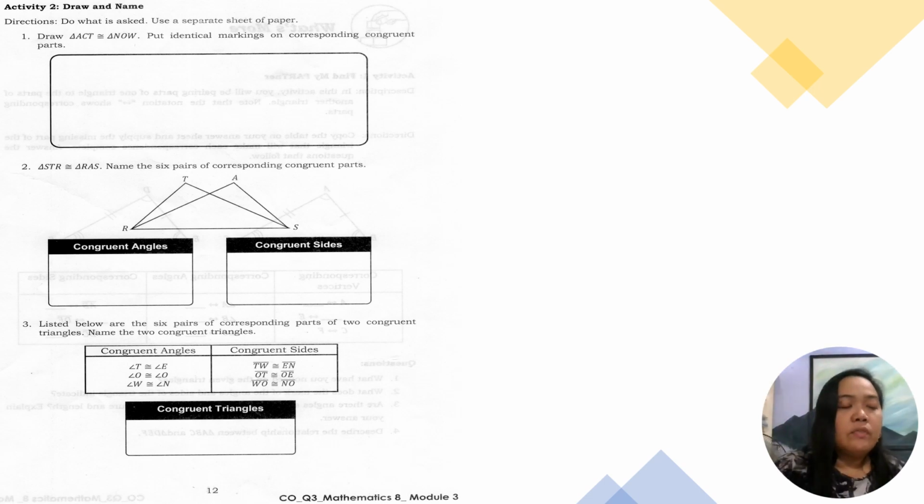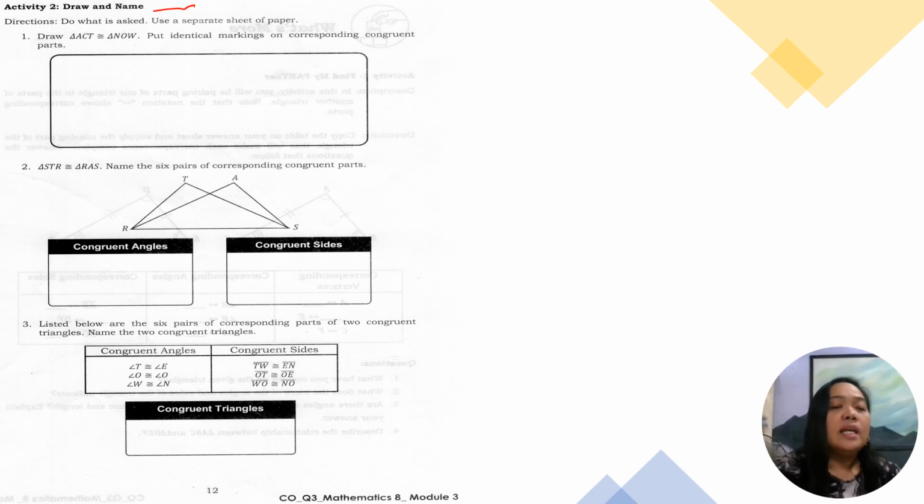If you're done with activity 1, you may go to page 12 of your SLM on activity 2, draw and name. You need to draw and name. All right, do what is asked. You are given an answer sheet, so you write everything on your answer sheet. Example number 1, draw triangle ACT congruent to triangle NOW. Put the identical markings on corresponding congruent parts.